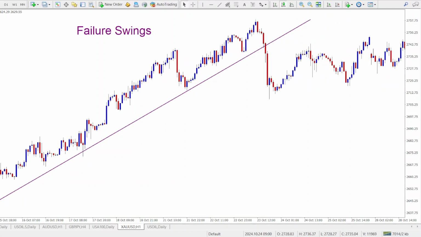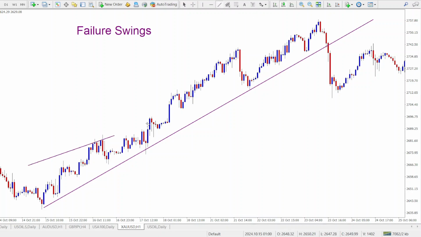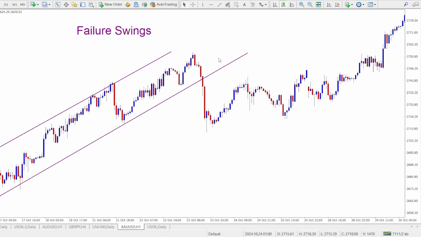But in this case, we actually had a valid breakout because the price did not immediately go back into the bullish channel. In fact, we had something like a retest. Remember that after a breakout, there's usually a retest of the breakout point. We can see this was our breakout point, and price came back to retest it and then started coming down.